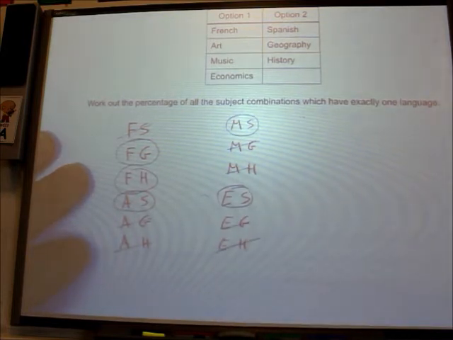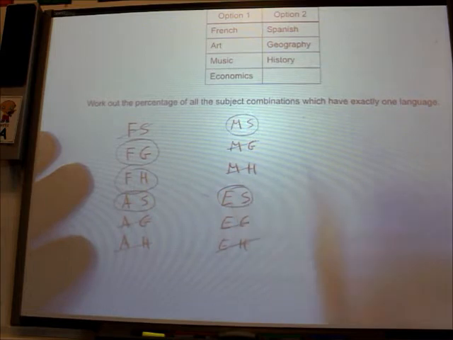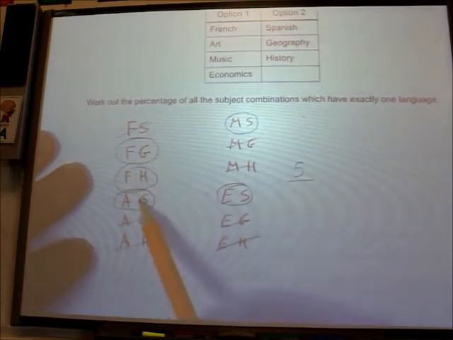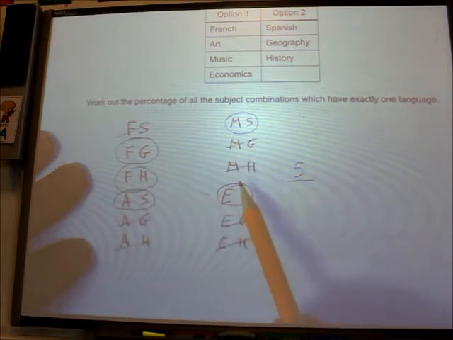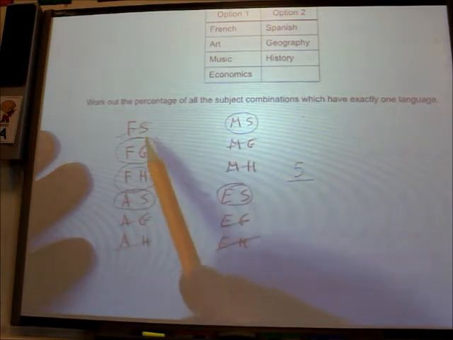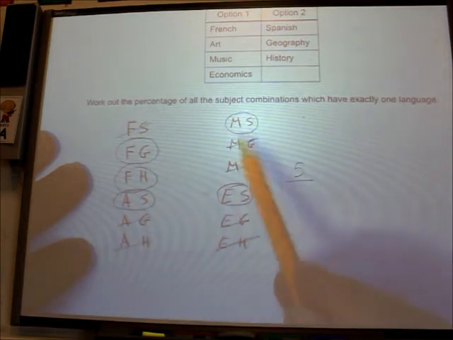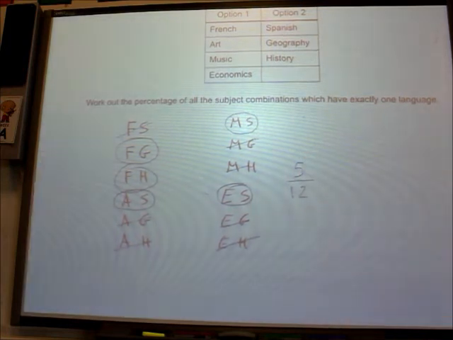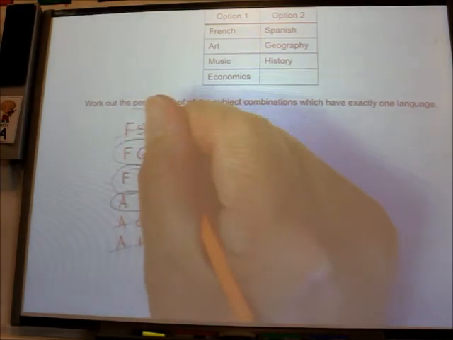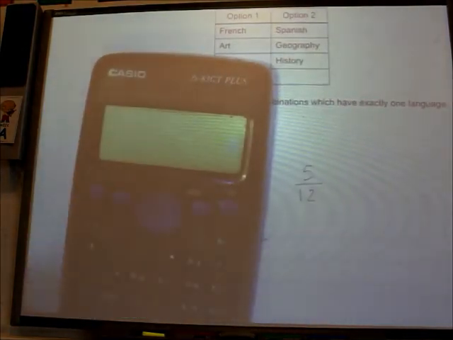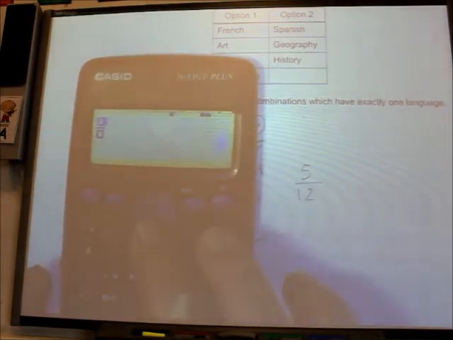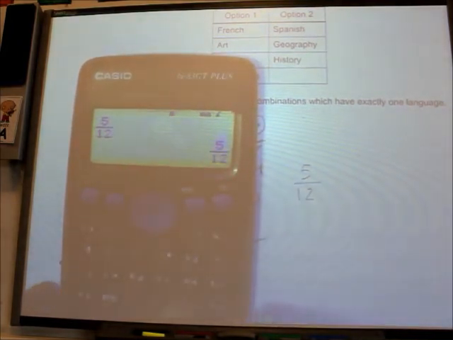So it is 1, 2, 3, 4, 5 out of a possible total of 1, 2, 3, 4, 5, 6, 7, 8, 9, 10, 11, 12. I think I counted wrong. 1, 2, 3, 4, 5, 6, 7, 8, 9, 10, 11, 12. No, I didn't. It is 5 out of 12 as a fraction. So we've got to now convert that fraction to a percentage. And you're very lucky, it's a calculator paper. So if we press our fraction button, you can do 5 over 12 equals, SD it.